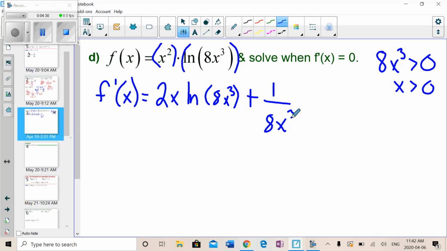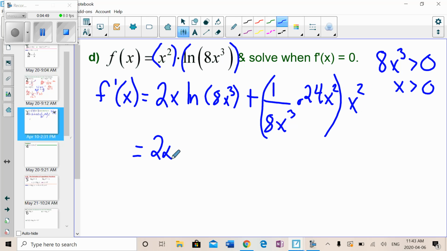But because it's an 8x cubed, you then have to multiply by the derivative of the inside, so that's 24x squared. So all of that is the derivative of ln 8x cubed, and then of course you have to multiply it by your first expression, which is x squared. We can fix this up a little bit, so that's 2x ln 8x cubed.